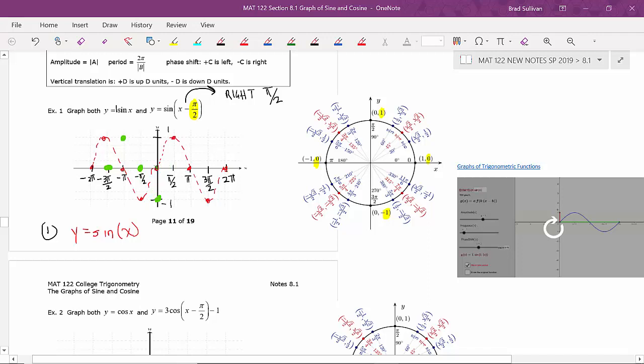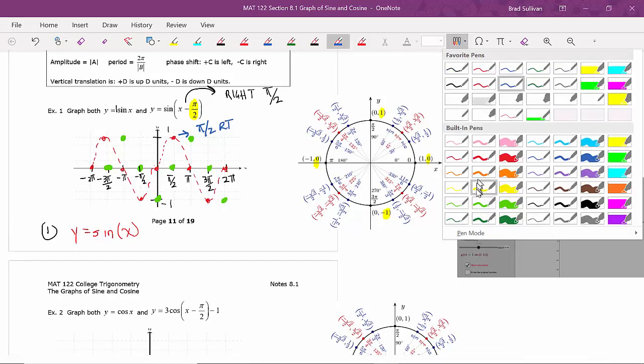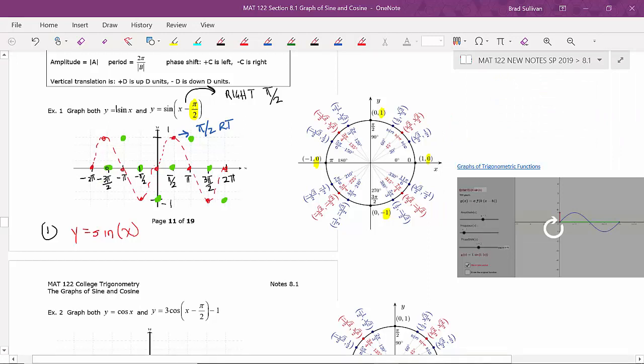So everything is getting moved pi over 2 to the right. So this point moves here, this point moves here, and so forth. All right, and that's our graph. So everything just got moved, again, pi over 2 to the right. Okay, now if we go through and sketch that in, we should have the phase shifted function that looks like that.